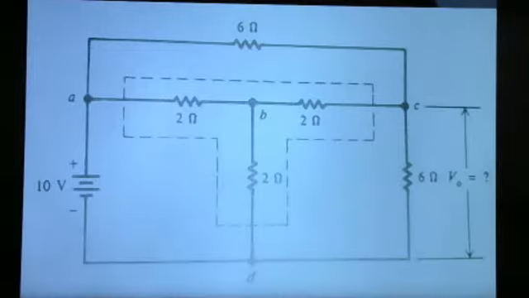Then we have a 6 ohm resistor here. Okay, 6 ohm. Then we have another resistor here, another 6 ohm resistor. All resistances are in ohms. So we have A, B, C, and D.